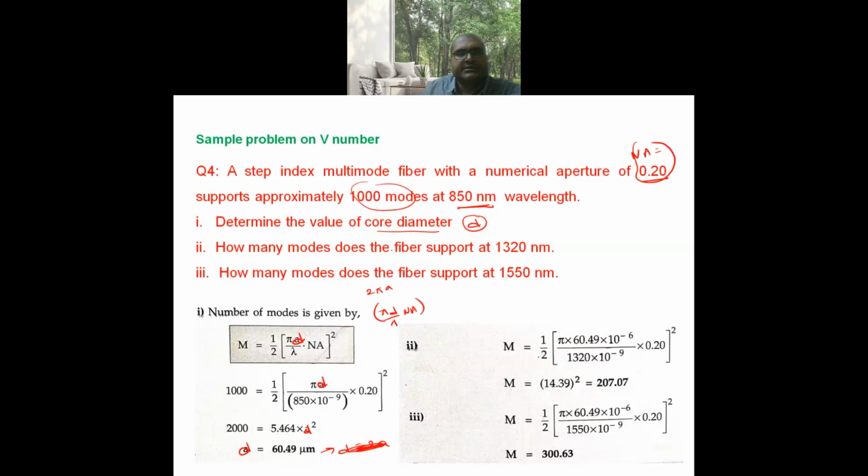Here in the next, the second requirement, the wavelength is 1320 nanometer. In the third requirement, the wavelength is 1550 nanometer. By substituting the relevant parameters, you can determine the value required.